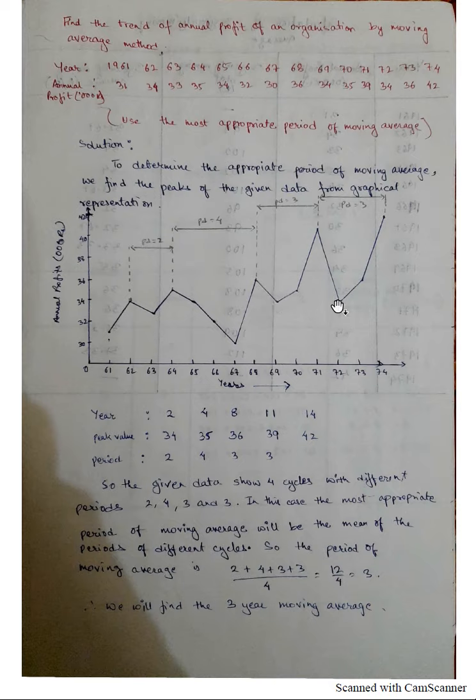After we join all the points, all the dots, we'll get this kind of graph. So this is a graphical representation of the given data where the annual profit is plotted against the years given. So now what do we mean by a cycle, or what do we mean by a cyclical fluctuation?